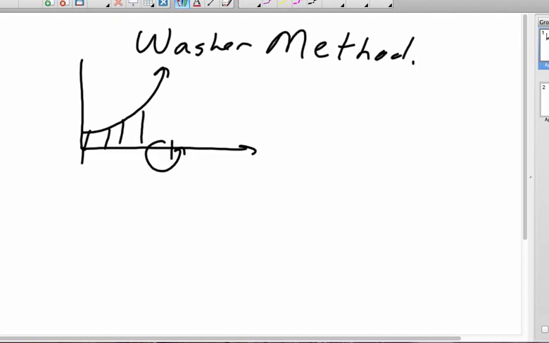So we were rotating this volume around this curve, and when we took a slice through there and looked at the cross section, it looked like a solid disc. And this is the disc method.